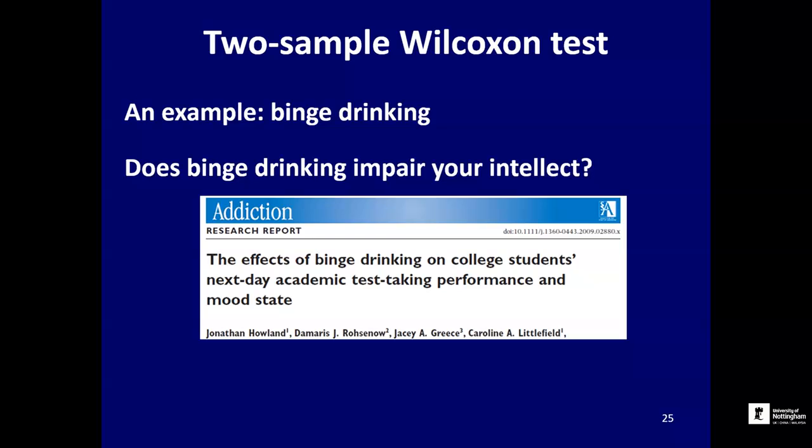And so what they did was they actually looked at students who'd been out on the razzle and got very drunk. The following day, did they perform worse in exams? And obviously this is, again, one of these popular hypotheses that people assume, that if you've got a hangover, you're going to perform badly. But do we really know that?